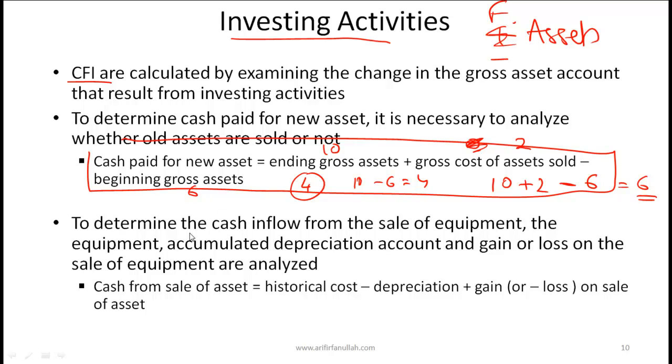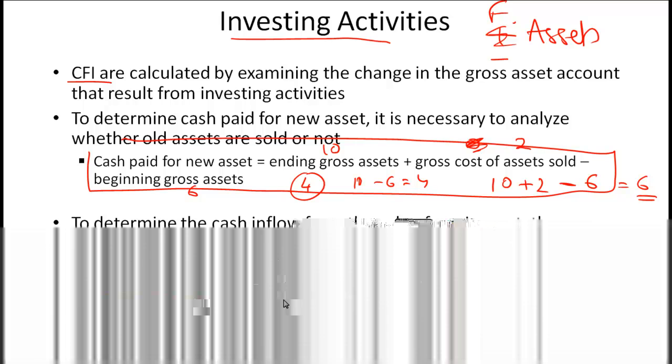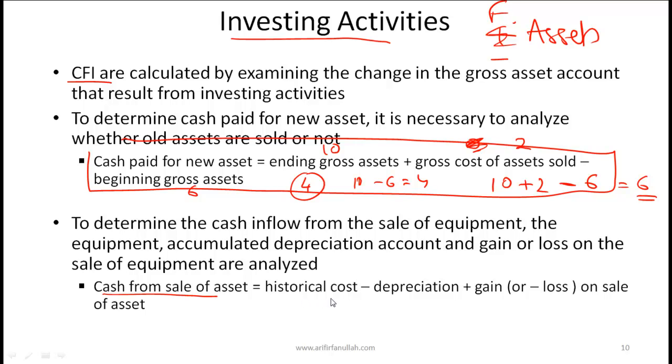To determine the cash inflow from the sale of equipment, the equipment accumulated depreciation account and gain or loss on the sale of equipment must be analyzed. So here is another relationship to learn. Cash that you generate from the sale of equipment is equal to historical cost. This is how much you originally paid for your asset, or often the gross value of the asset that you sold. Typically the historical cost is the value at which you initially record your asset on the balance sheet.